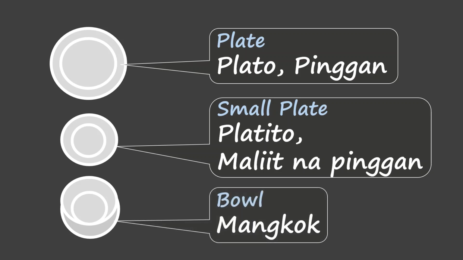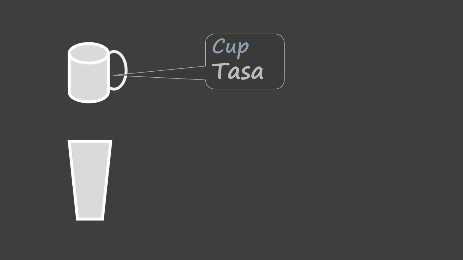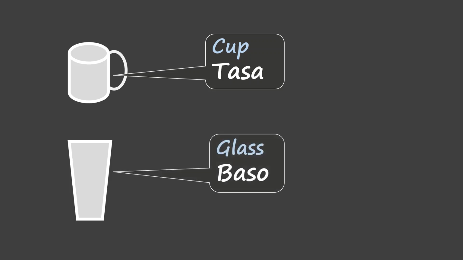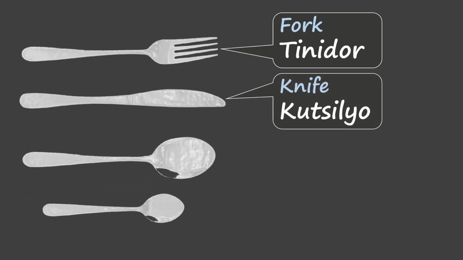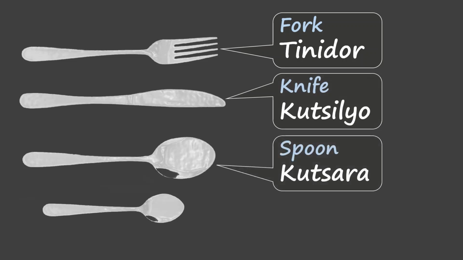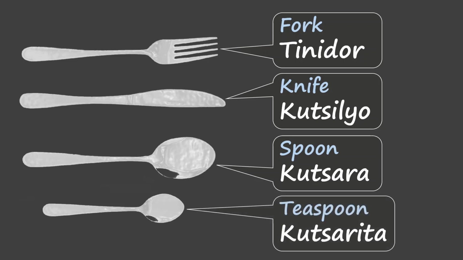And a bowl is mangkok. And a mug or cup is tasa. And glass is baso. Fork, tinidor. Knife, kutsilyo. Spoon, kutsara. Teaspoon, kutsarita.